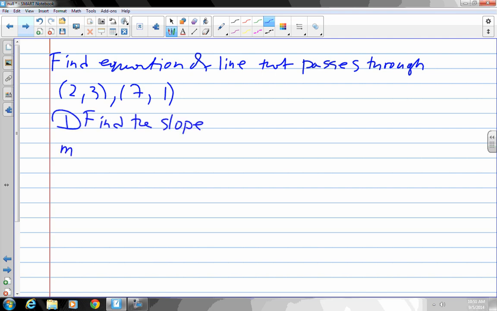And that would be 1 minus 3 over 7 minus 2. So as it appears, the slope is negative 2/5. Is that okay? So then, second step, I will start with point slope form.